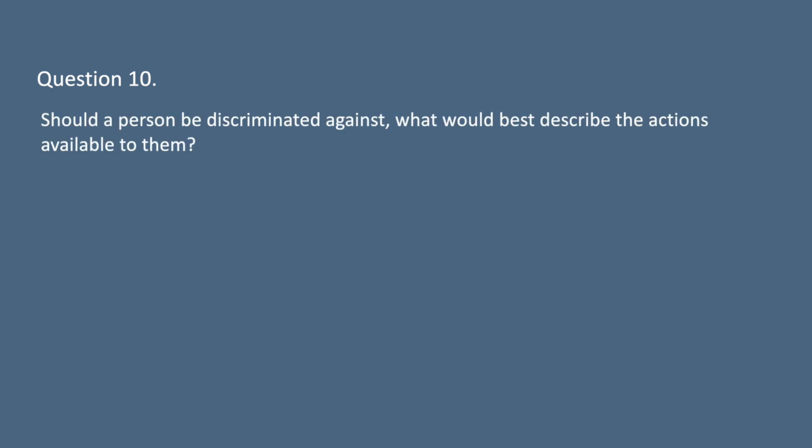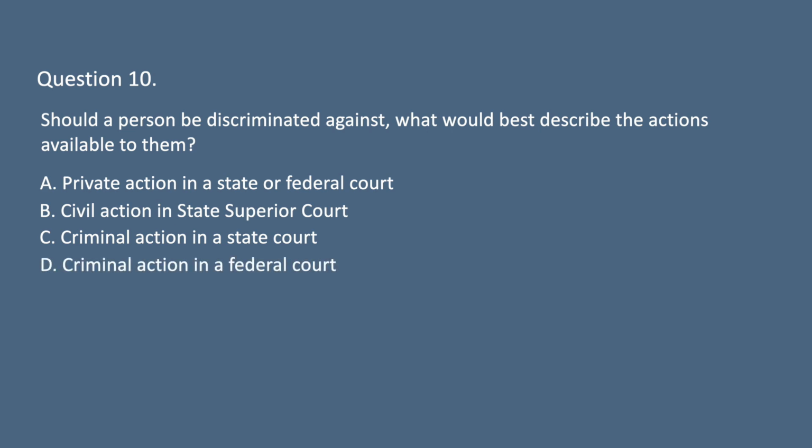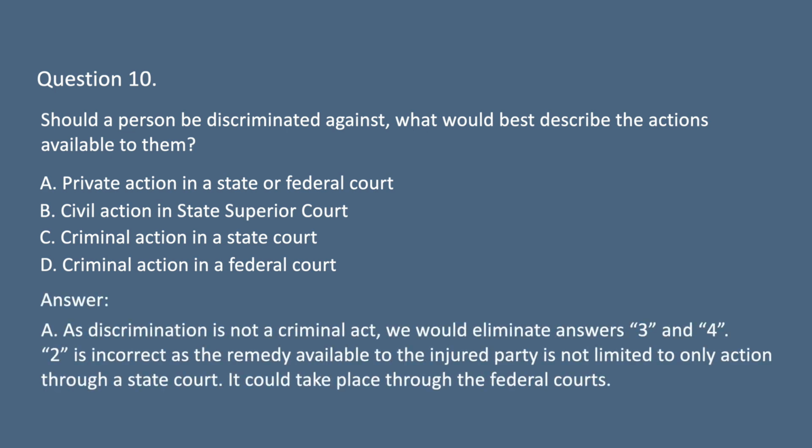Question 10. Should a person be discriminated against, what would best describe the actions available to them? A. Private action in a state or federal court. B. Civil action in state superior court. C. Criminal action in a state court. D. Criminal action in a federal court. Answer: A. As discrimination is not a criminal act, we would eliminate answers 3 and 4. 2 is incorrect as the remedy available to the injured party is not limited to only action through a state court. It could take place through the federal courts.